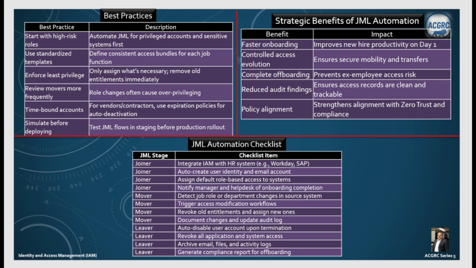Auto disable user accounts upon termination. Revoke all application and system access. This is for the leaver process. Archive emails, files, and activity logs. And last is generate compliance report for offboarding. So you have three stages: joiner process, mover process, and leaver process. And for each of these processes, you have a checklist of activity, about 4 steps to start with. You can define and refine it based on your own requirement, on your organization's guidelines.